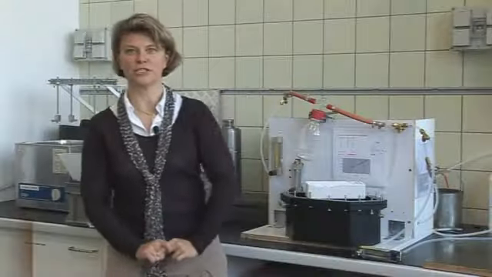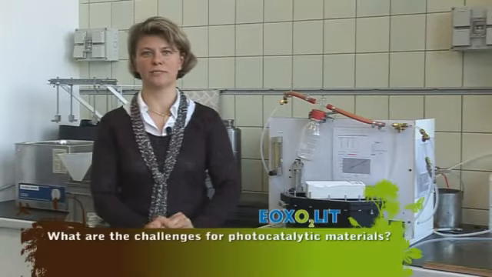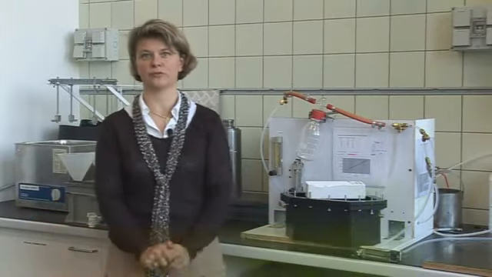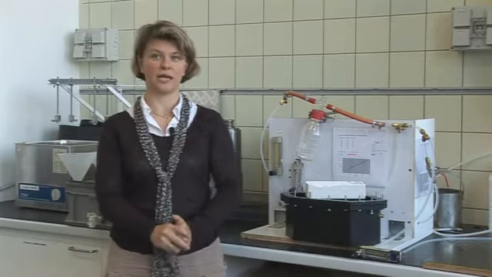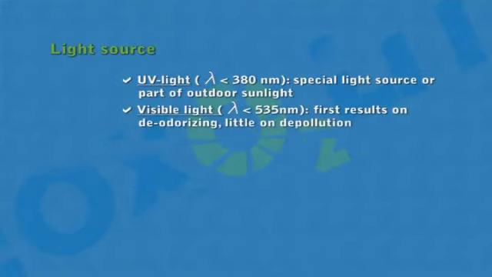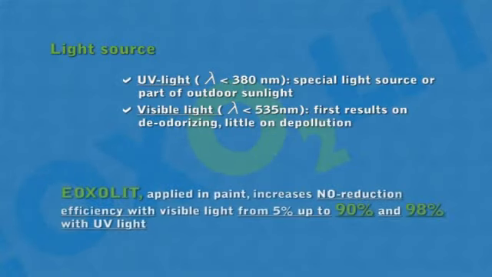So what are the challenges for photocatalytic material? Up till now we have seen that there are three important applications or problems with the applications. First is the light source. So up till now only UV active photocatalytic materials towards air purification is used. This means that there has to be UV light present. We want to go to visible light. We want to enhance that Eoxolit is active and largely active in the visible light.